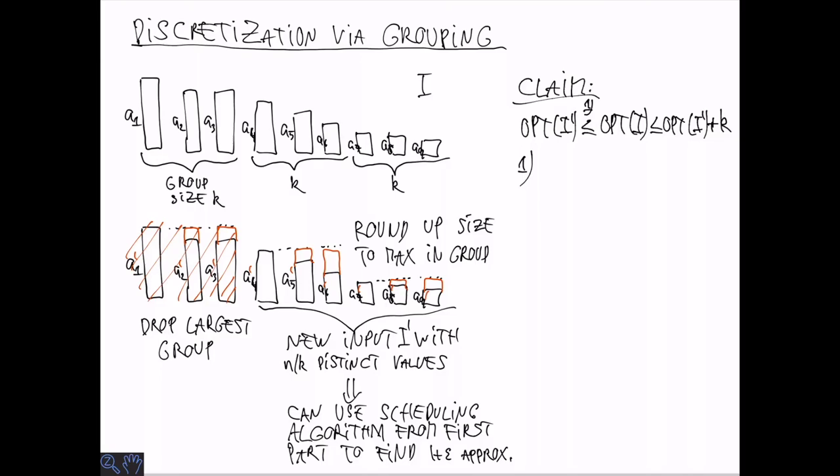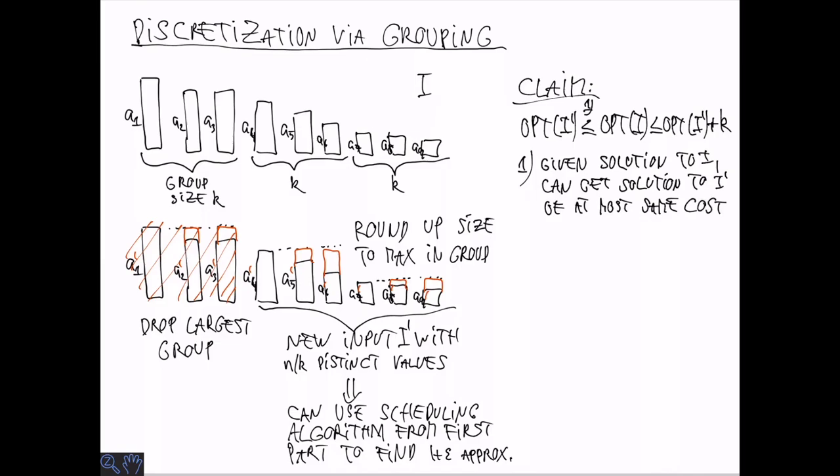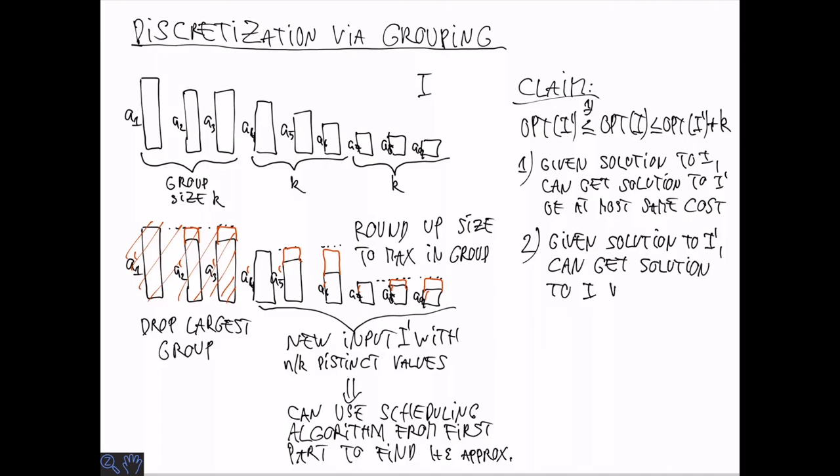So for the first one, we want to argue that if we're given a solution to I, we can get a solution to I prime that has at most the same cost. So why is that? Well, the largest element in I prime is smaller than the largest element in I. Second largest is smaller than the second largest, and so on. So basically, we can mirror any solution from I to I prime.